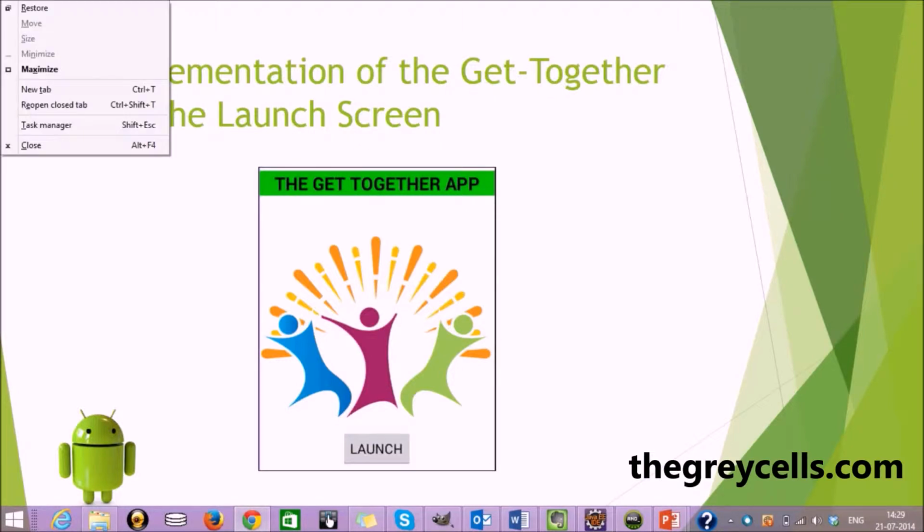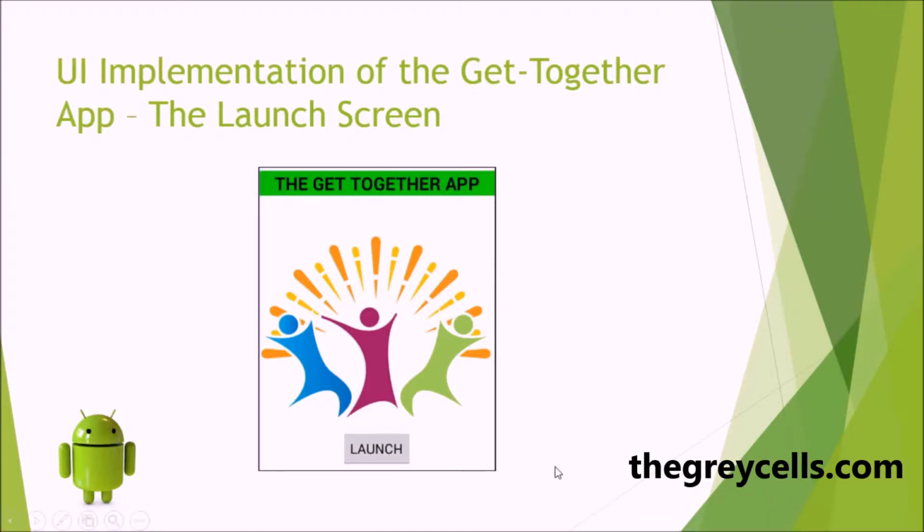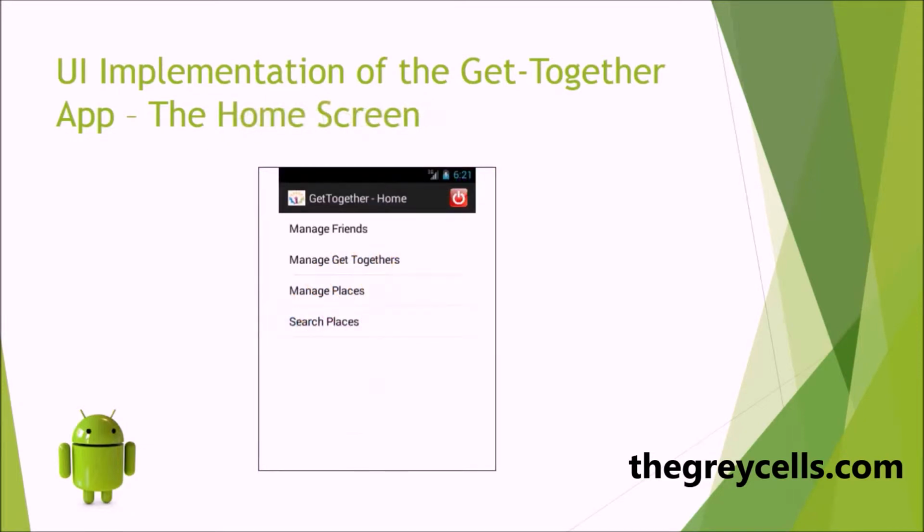It has a list of options for managing friends, managing get-togethers, and managing places. So managing friends will allow you to add, update, delete or view your friend list. The other two options, manage get-togethers and manage places, provide similar services for get-togethers and places. Now we have another option, as you see here, which is called search places, which allows you to search for a specific place on Google.